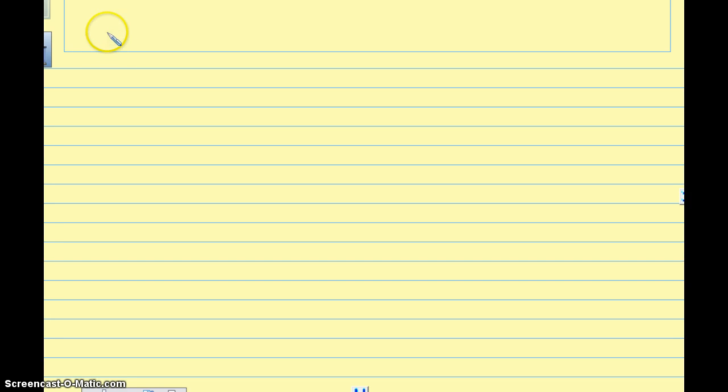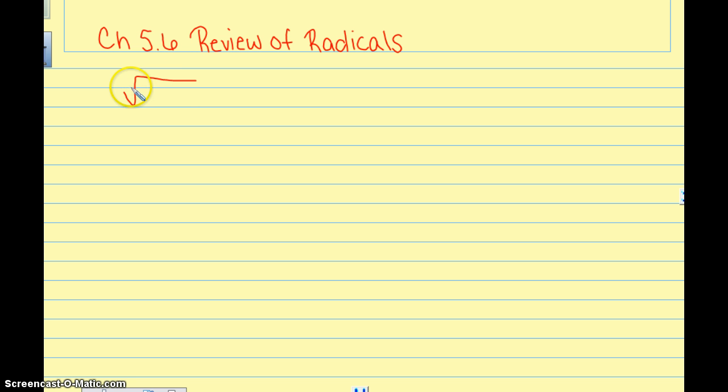In today's lesson, we're going to review Chapter 5-6, which is a review of radicals. If you recall, whenever you have a radical, the number in the radical right here is called the index. The actual number that is inside this radical here is called the radicand.